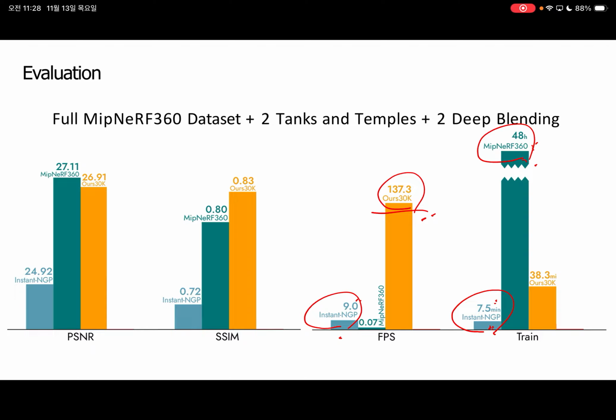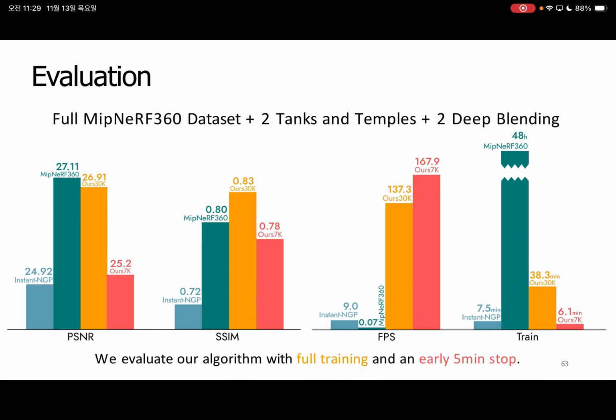Even with this huge gap in training time and rendering speed, the PSNR and SSIM, which measure rendering quality and image quality, are very good, although there is a huge gap in efficiency. And even with an early 5-minute stop, it gives a comparable result.